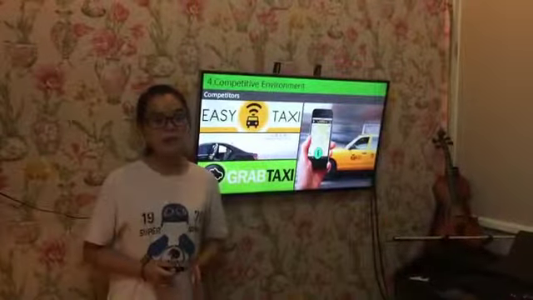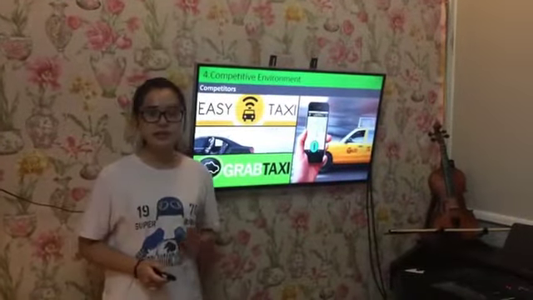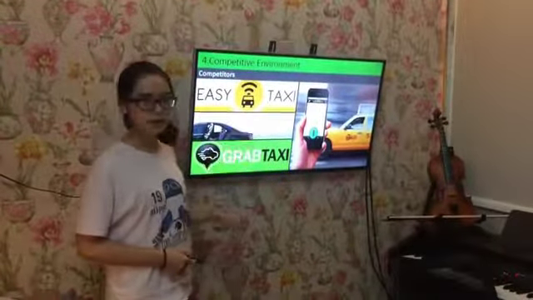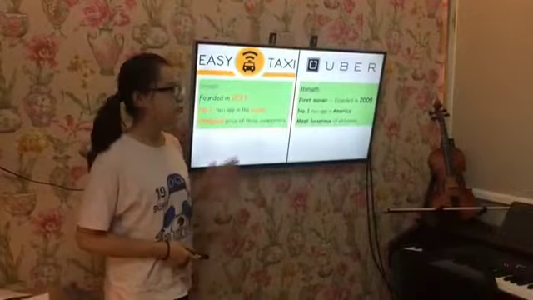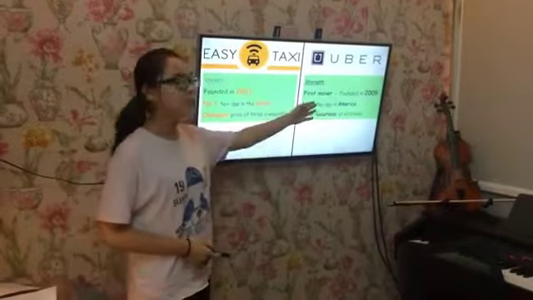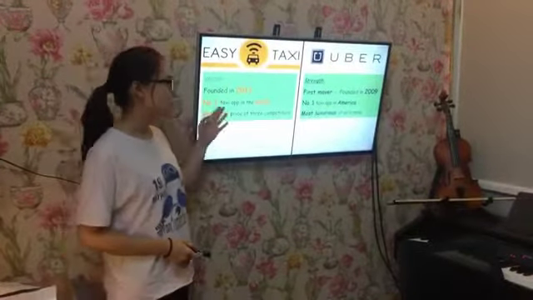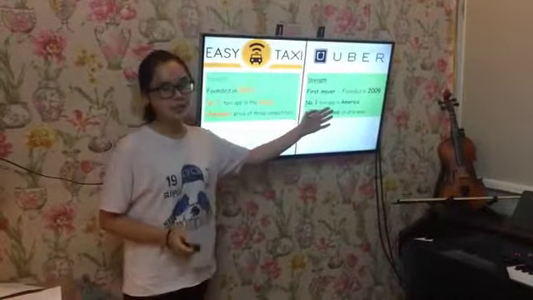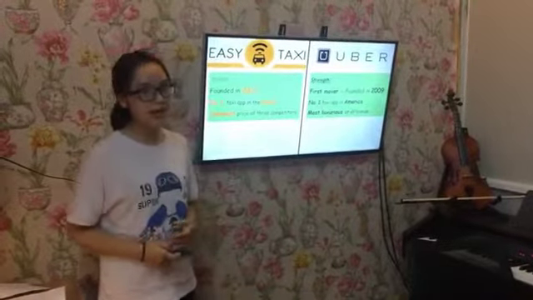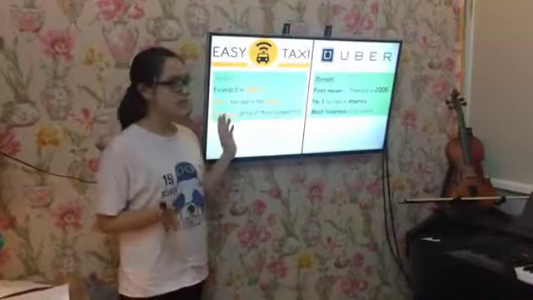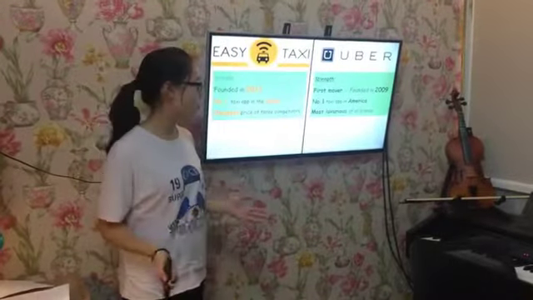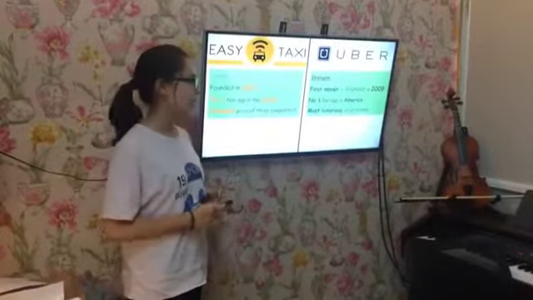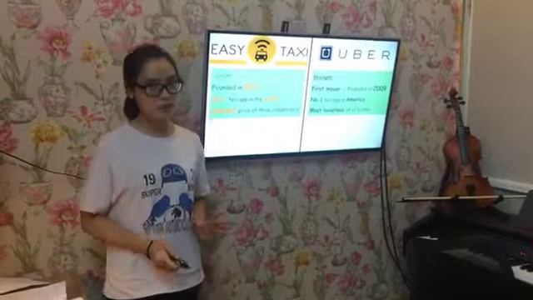Now I'm going to talk about competitive environment. We focus on analyzing two main direct competitors of Grabtaxi, which are Taxi and Uber. First, about strengths. Uber is the first mover. Taxi is the most downloaded taxi application in the world. However, in America, Uber still keeps the number one position. In terms of price, Taxi has the advantage of the cheapest price of the 3 competitors, while Uber sets a relatively high price compared to other rivals.